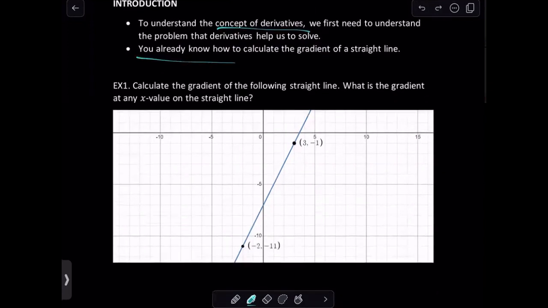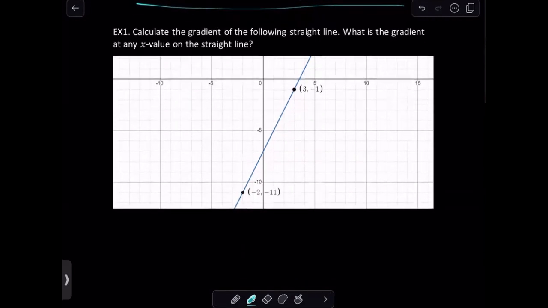Now, I'm assuming you already know how to calculate the gradient of a straight line. I'm assuming everyone is already familiar with that. Just in case you're a bit rusty, let's go through a quick example and I'll show you how you calculate the gradient of a straight line. So take a look at example one.